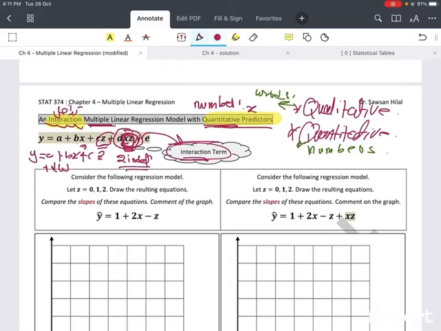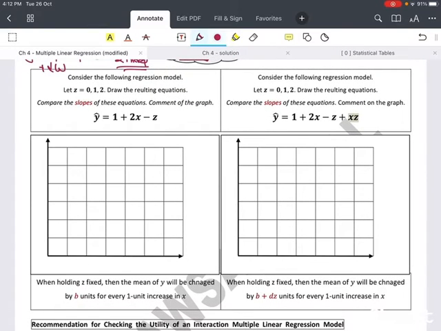Consider the following regression model. Let Z be 0, 1, 2. Draw the analytic equations. Compare the slope of these equations, comment on the graph. Okay, when you draw this equation, you will find a line here and a line here and a line here.